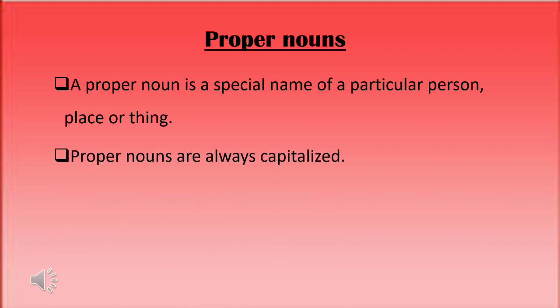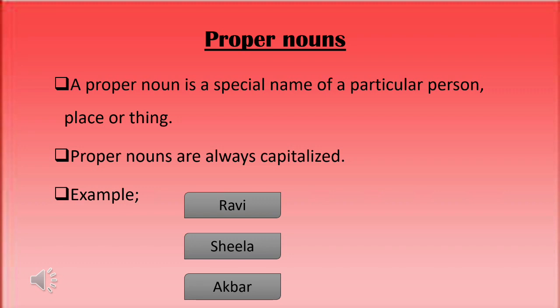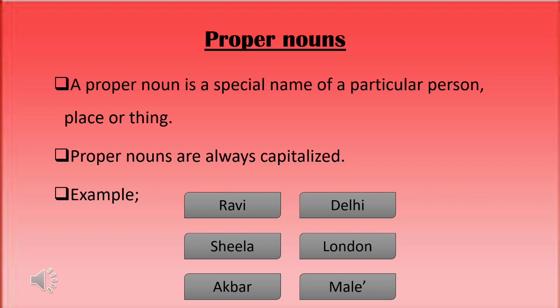Proper nouns are always capitalized. So it means you have to write the proper nouns using a capital letter. Let me show you some examples. Ravi, Sheila, and Akbar. Delhi, London, and Mali. These are proper nouns. We know that London is a special name. It is a name of a city, right?